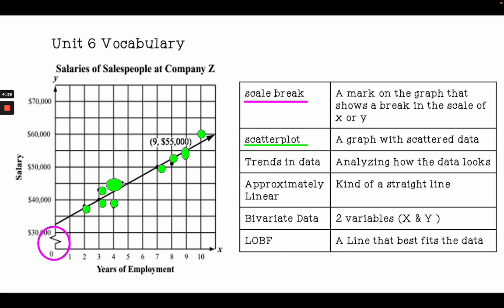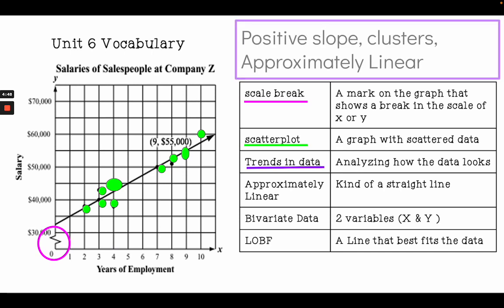Okay, with your pencil, we're going to talk about trends in data. There's very specific things when we talk about trends in data. We're first going to talk about direction. And in this, we can see that this is a positive slope, and so the direction is going up.